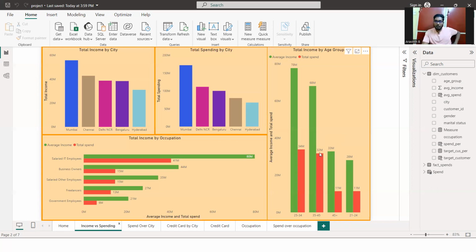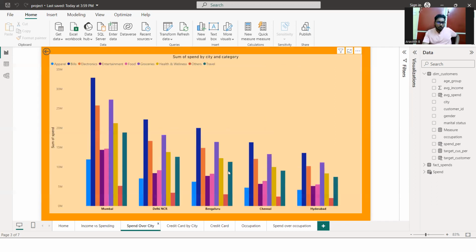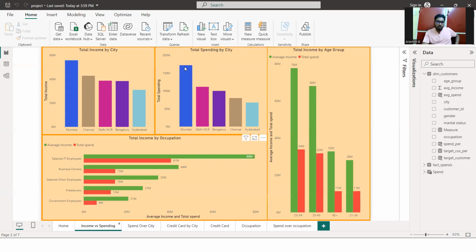Usually older people spend less, and the middle-aged people around 25 to 45 are our targeted customers, because their earning is high and their spending is also a little bit good. So the age range of 25 to 45 is where our targeted customers lie. Okay. And next, if we see spend by city, clearly notice the pattern followed in this graph.